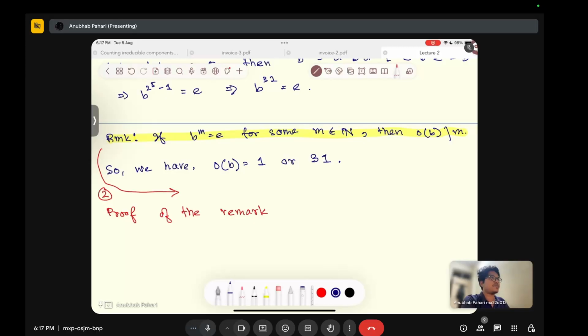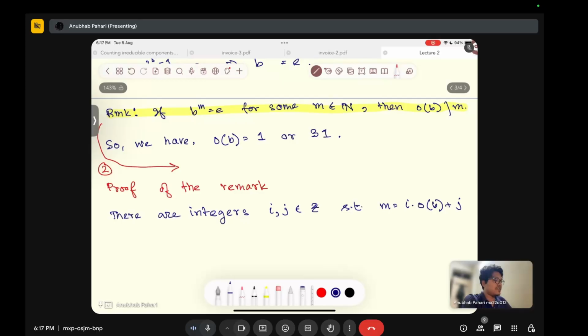Now there are integers i and j from Z such that m equals to i of order of b plus j, right? This is like the division algorithm of Z, that for any two integers you can get two integers such that you can write in this form.